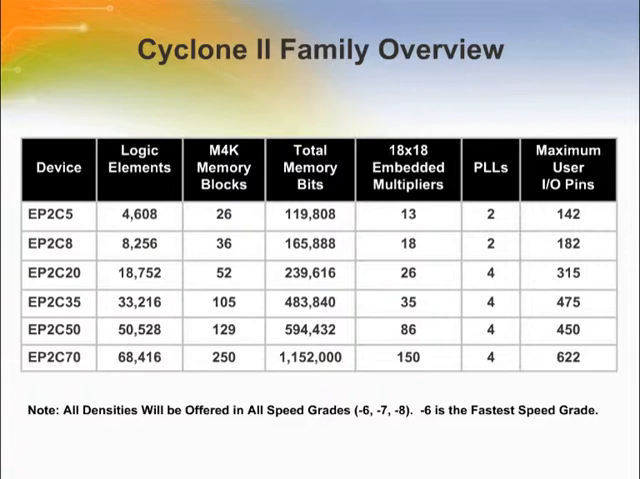Cyclone II devices include a powerful FPGA feature set optimized for low-cost applications, including a wide range of density, memory, embedded multiplier, and packaging options. Cyclone II devices support a wide range of common external memory interfaces and I/O protocols required in low-cost applications.